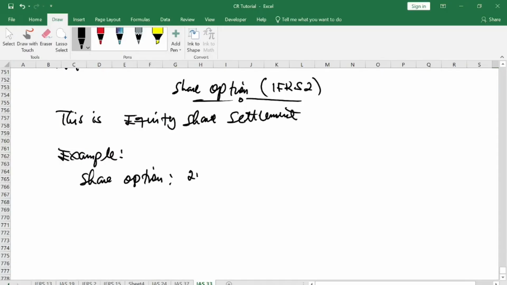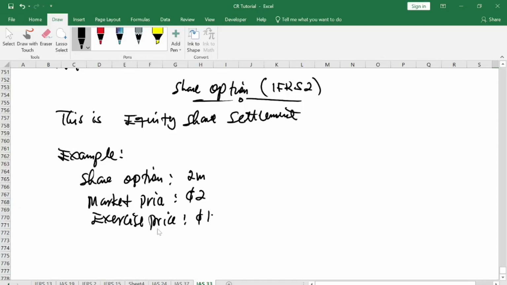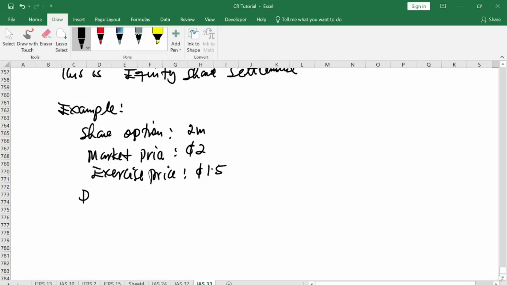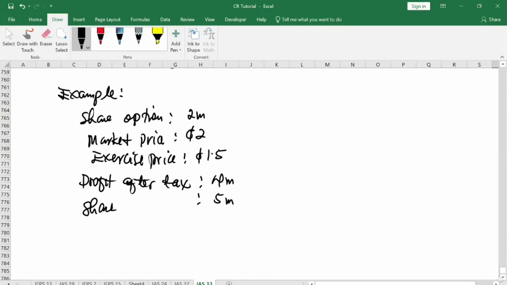Share option is 2 million. Market price per share is 2 cedis. Exercise price per share is 1 cedi, 50 pesewas. Profit after tax is 4 million, and shares outstanding is 5 million. So this is what we are talking about.